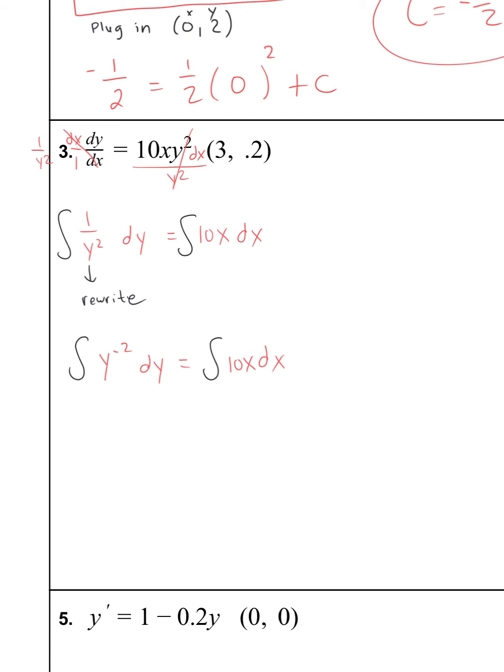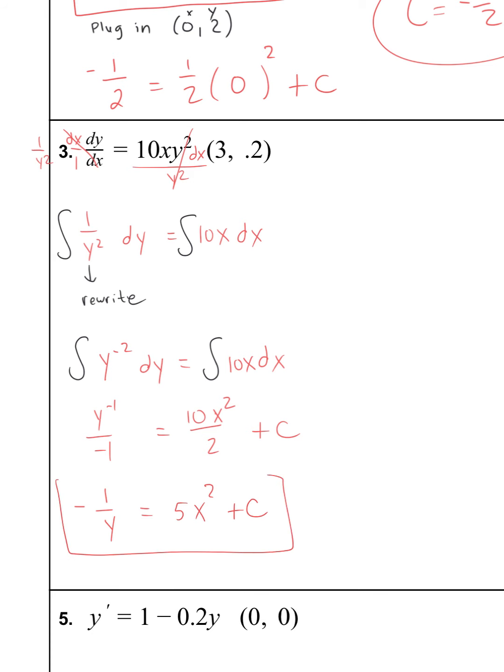The antiderivative of y to the negative 2, if we add 1 to the exponent, we get y to the negative 1 over negative 1. On the right, 10 comes along for the ride, and we get 10x to the second over 2 plus c. Now let's simplify this. This negative is going to come out front, and this whole thing is going to move downstairs and become a positive exponent of 1. So it's going to look like this, negative 1 over y to the first. On the right, the 10 divided by 2 becomes 5x squared plus c. And that is as far as you need to go.